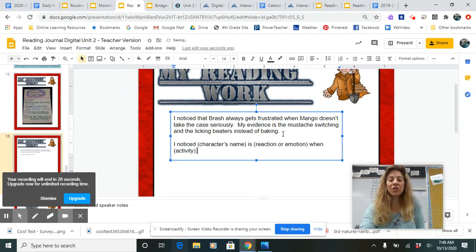So readers, as you work today, this may be a strategy you want to try. Otherwise, work on your character wheel or your EAT strategy. Good luck, readers, trying to get to know your character better.